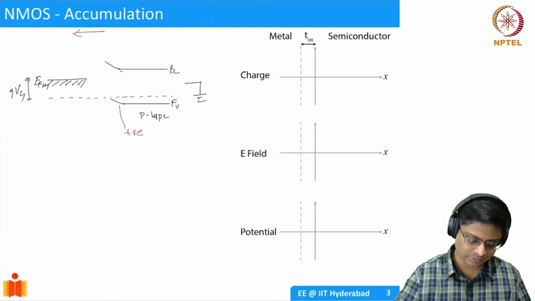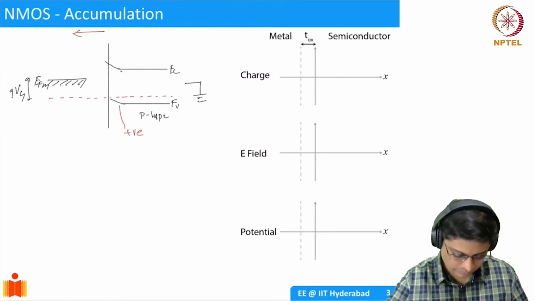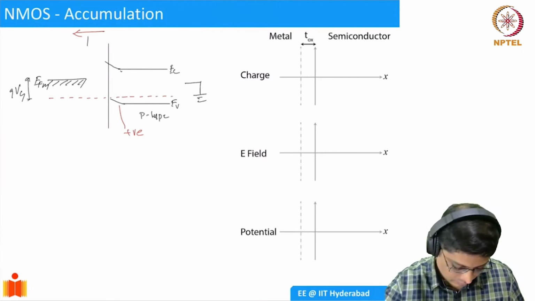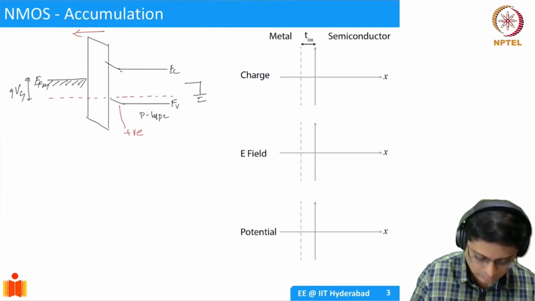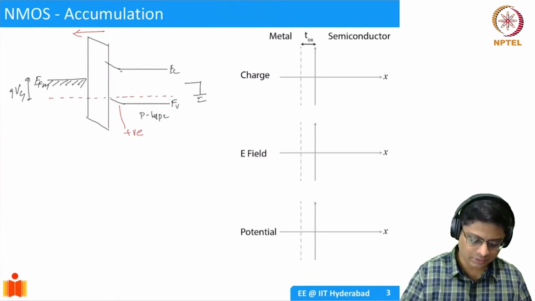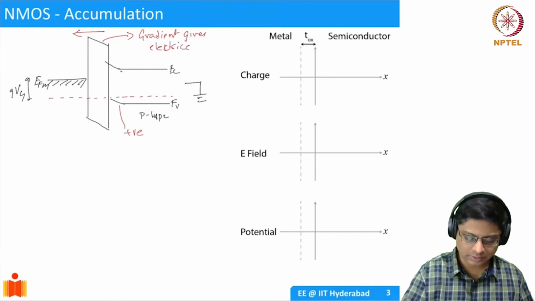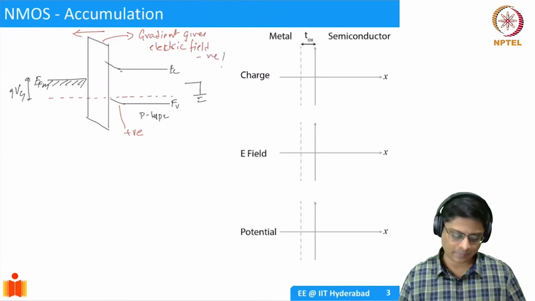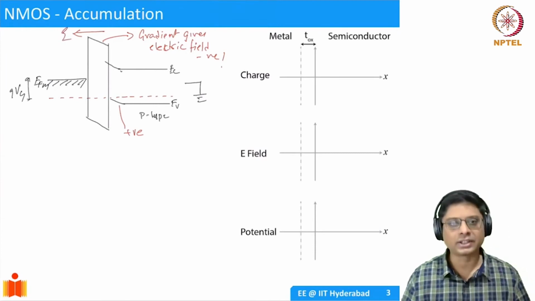And so because of that, my oxide will bend this way. Just to indicate that this is essentially showing the gradient. Gradient gives the electric field, right? Electric field. And in this case, it is negative. Remember why it is negative, right? So this is a band diagram for an NMOS device in accumulation. Okay.